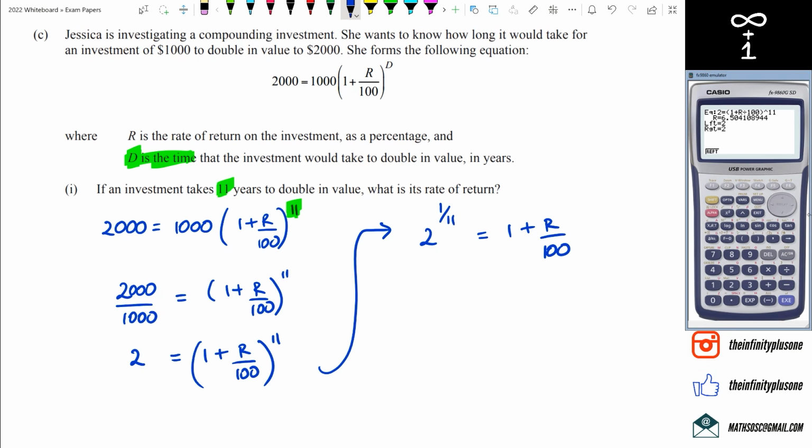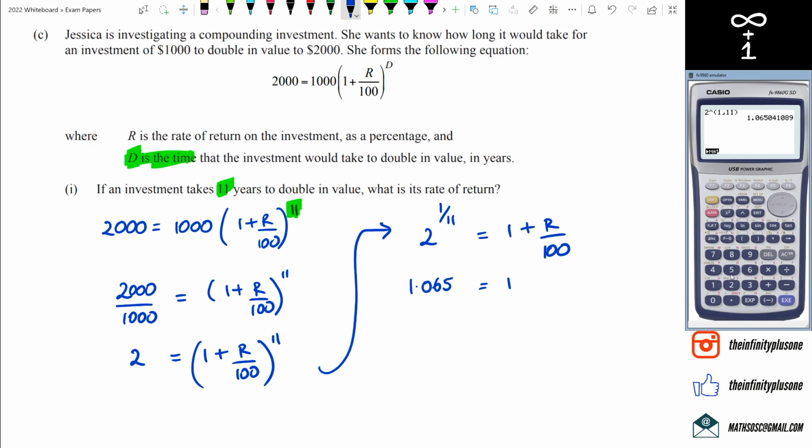Now for 2 to the power of 1 over 11, we're going to go into the calculator, just your normal mode, and put down 2 to the power of 1 over 11, sorry. When we do that, we're getting 1.06504. You know what, we're going to stop at that.